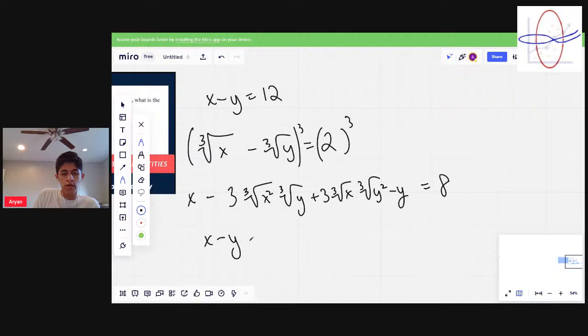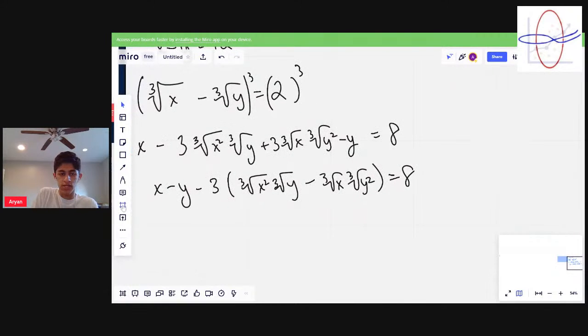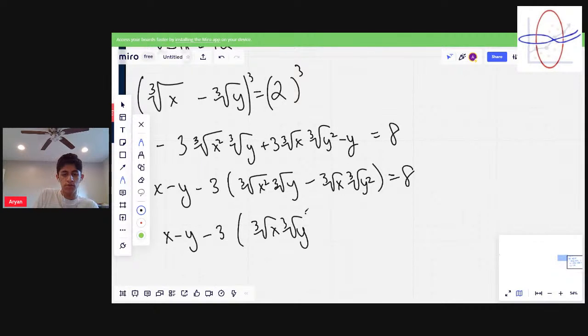We get x minus y. Then if we factor out minus 3, we get the cube root of x squared times the cube root of y, minus the cube root of x times the cube root of y squared, and this is equal to 8. Now I could further factor the expression inside the parentheses. Notice we have a cube root of x times the cube root of y in both terms, and then I'm left with the cube root of y minus the cube root of x. And all of this equals 8.